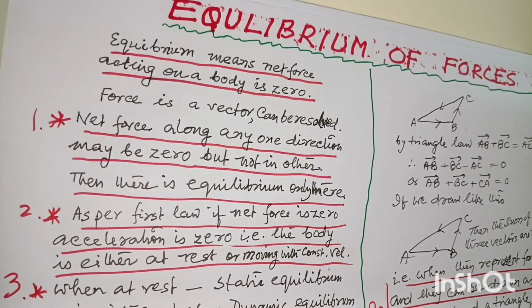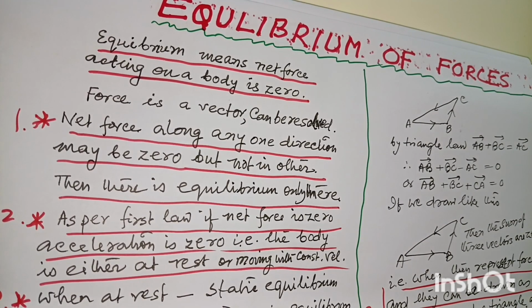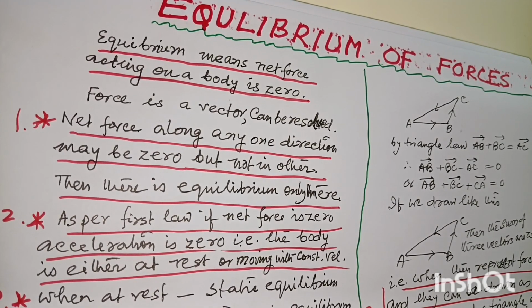Now, what is meant by equilibrium? Equilibrium means if on any body several forces are acting and the net force becomes zero, that means there is no force. Net force is zero. That is called an equilibrium condition. Of course, this is a translational equilibrium. There is a separate equilibrium for rotational equilibrium that will be dealt with in the rotation chapter.